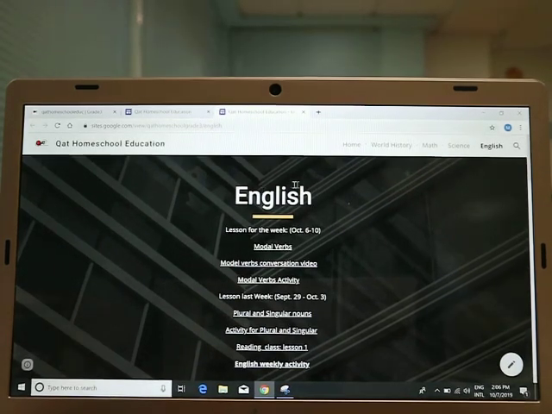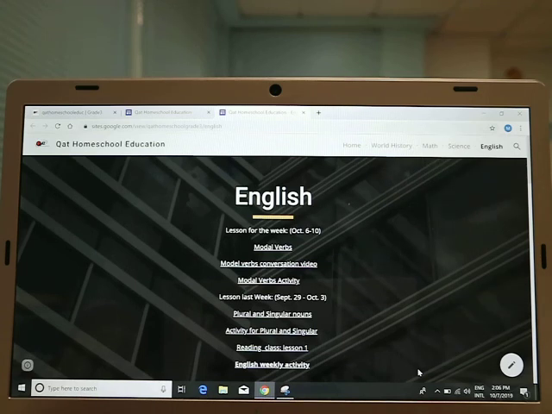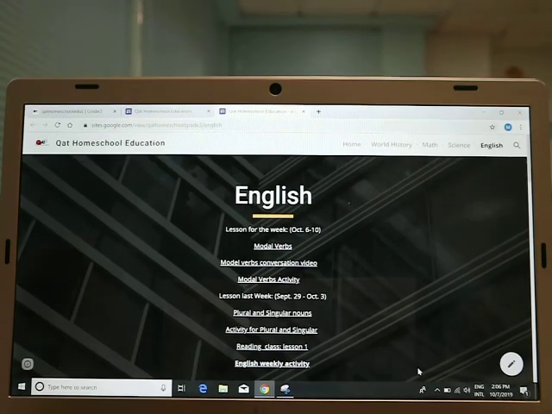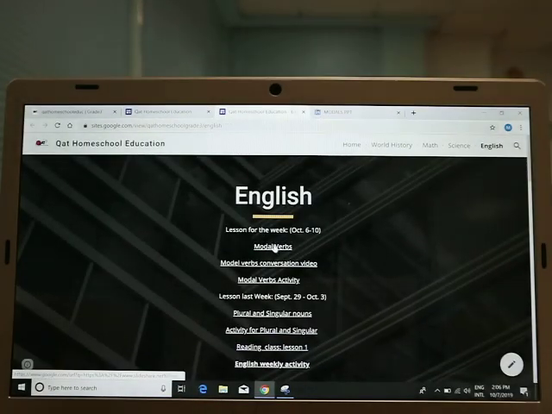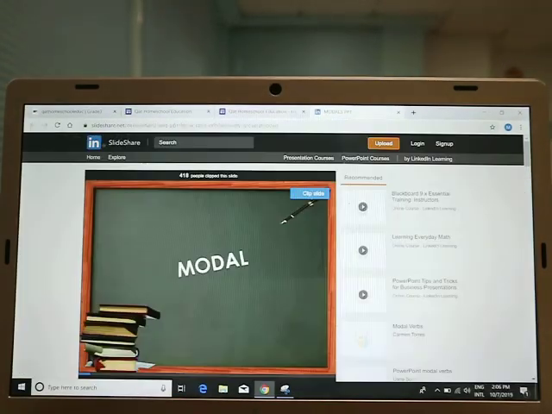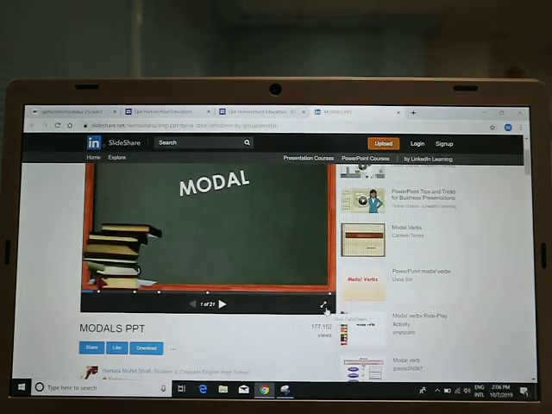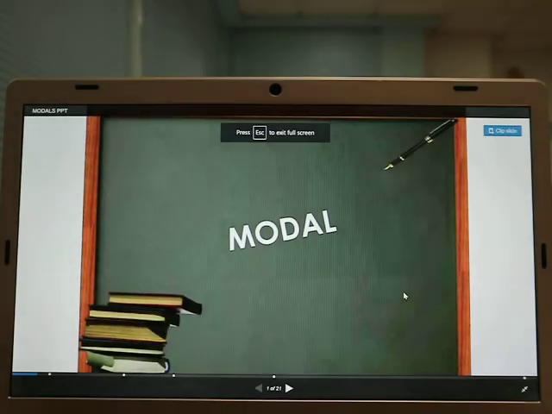Hello again, grade 3. Our next subject will be English. We will tackle modal verbs. Okay, are you familiar with that? Modal verbs. Okay, I'll link the PowerPoint, so you just have to click this one. Then, modal verbs.